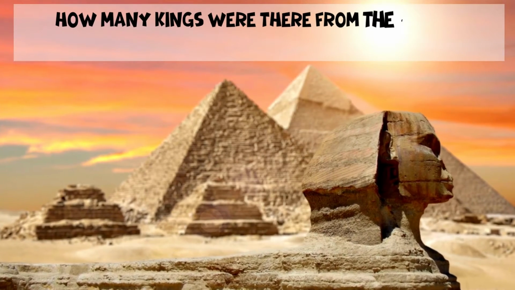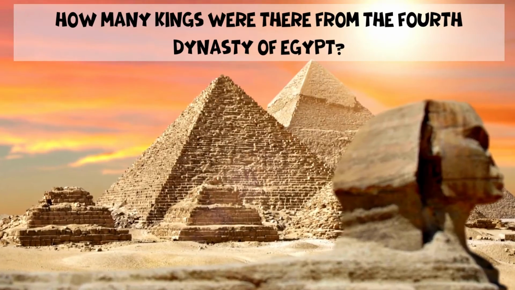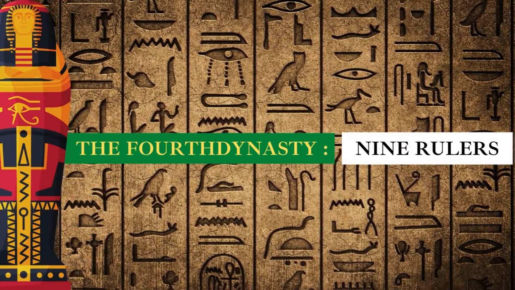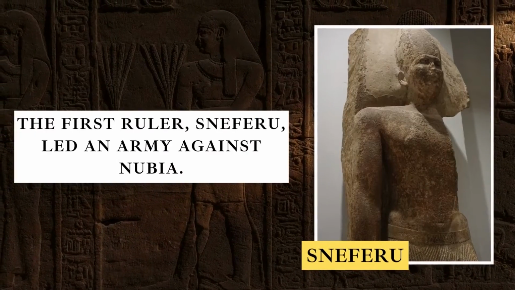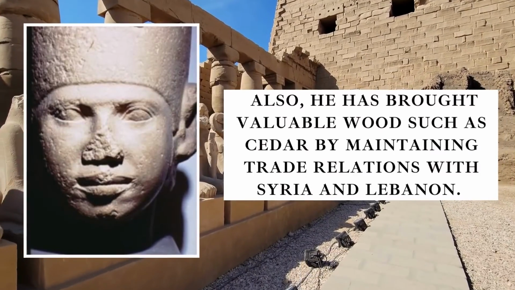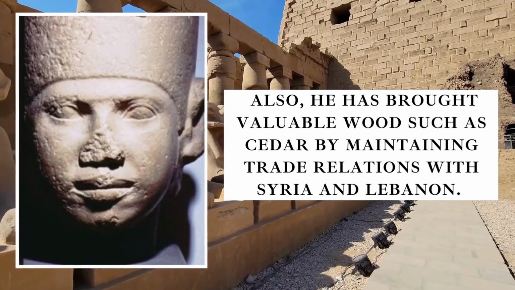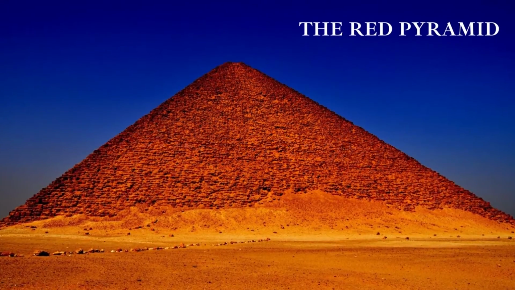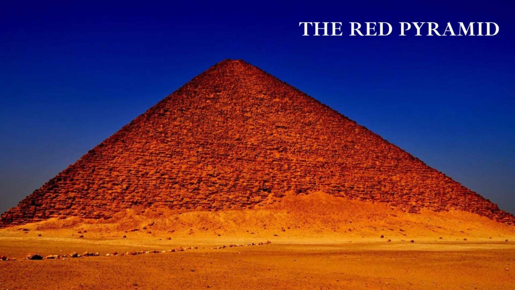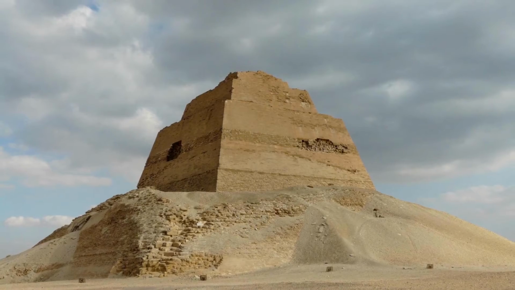How many kings were there from the Fourth Dynasty of Egypt? The Fourth Dynasty had 9 rulers. The first ruler, Sneferu, led an army against Nubia. Also, he brought valuable wood such as cedar by maintaining trade relations with Syria and Lebanon. He built 2 valuable pyramids for himself, one of which is named the Red Pyramid. Apart from this, he is also reported to have built several small pyramids.